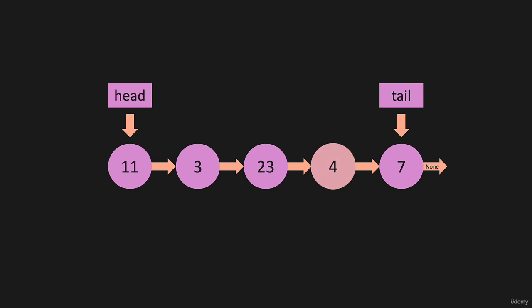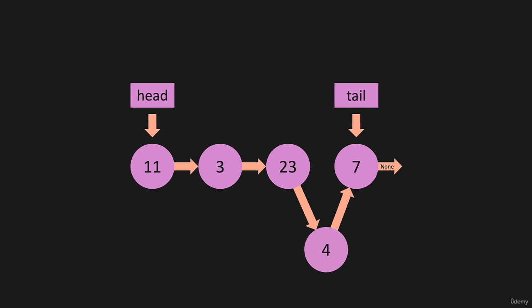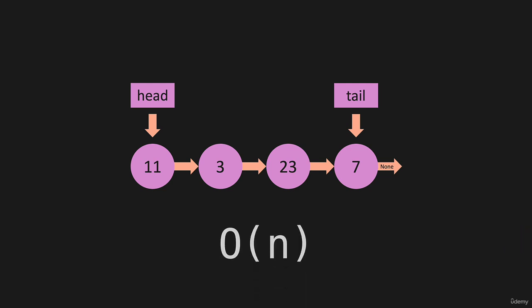Now let's look at removing that 4. The same thing happens here. We start at the head, and we iterate through the list until we get to the 4, like this. Let's move this down here. We want the 23 to point at that 7 node. So we're going to set the pointer from the 23 equal to the pointer that's going from the 4 to the 7, like that. Then we can remove the 4 from the linked list. Once again, we had to iterate through the list. This is O of n.